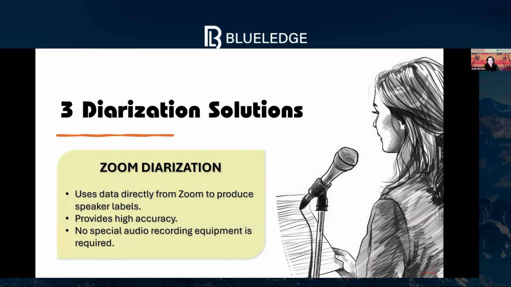And then last, we have Zoom or meeting diarization. This gets speaker token information directly from the meeting from Zoom and then inserts that into your transcript accordingly. This is very accurate. It doesn't require any special hardware and it's very easy to use. And for many of our users, Zoom proceedings are their bread and butter. And so this makes it very easy for them to get that done very efficiently and accurately.